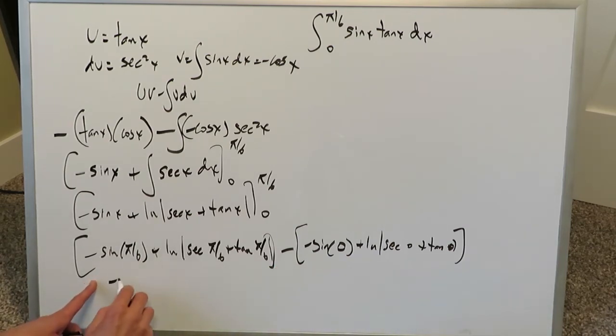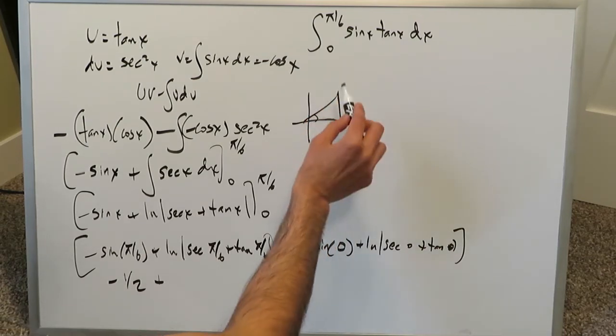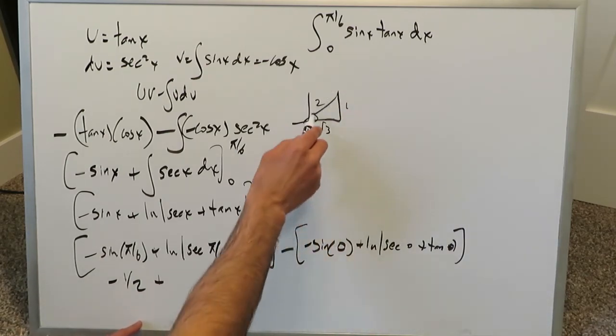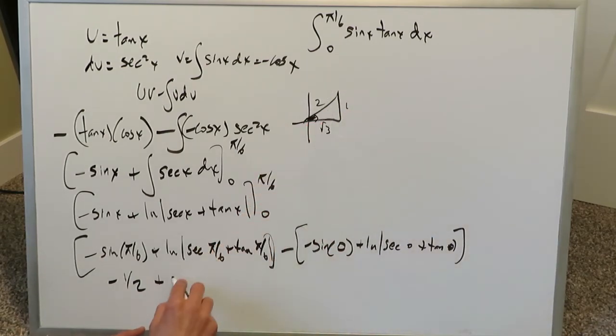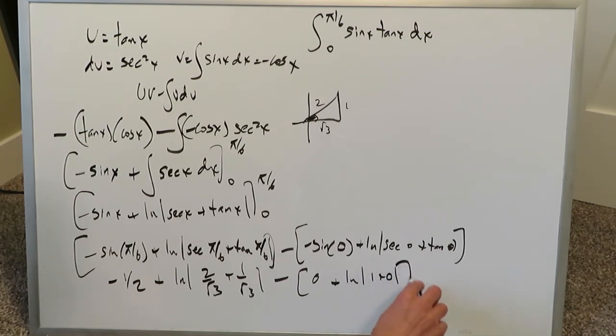And then we plug away: minus 1 over 2, plus, with a 30-60-90 triangle using 30 as the reference angle, secant will be 2 over root 3. So natural log of 2 over root 3, and tan will be 1 over root 3, minus, this is 0. Natural log of secant 0: cosine of 0 is 1, so secant of 0 must therefore be 1. Natural log of 1 plus 0 all zeros out, because natural log of 1 is 0. You're essentially just looking at the upper limit part, and that's all you have to solve.